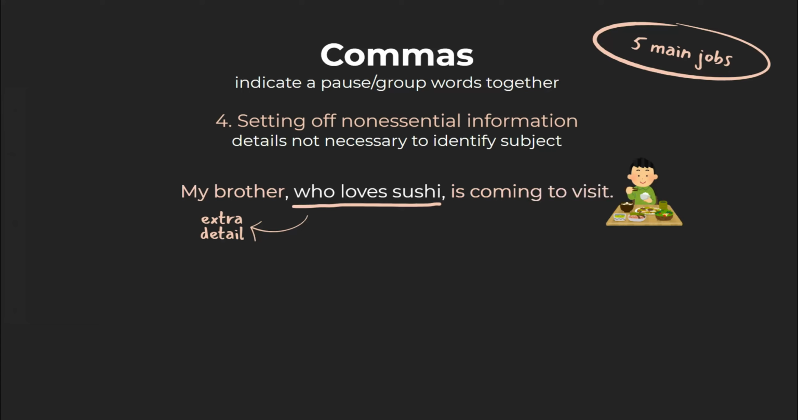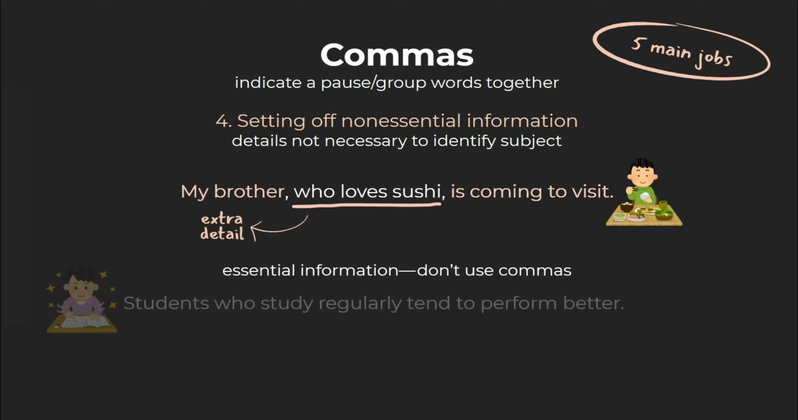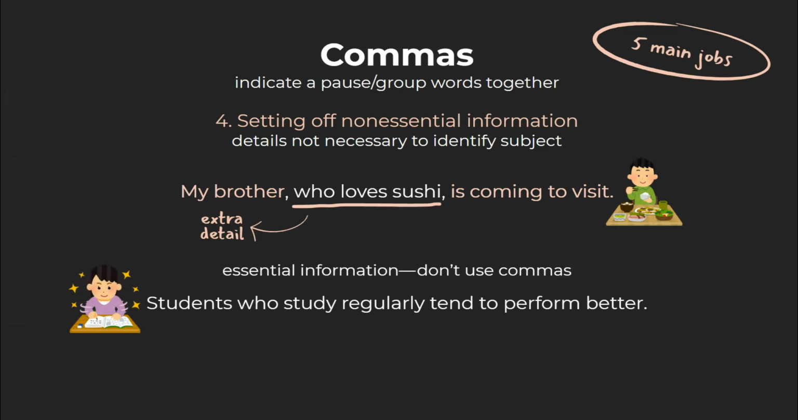On the other hand, if the information is essential, meaning we wouldn't be able to properly identify the subject without it, don't use commas. For example, students who study regularly tend to perform better. We don't use commas to separate "who study regularly," as this is essential to identifying the students. We're not simply discussing students in general, but specifically students who study regularly.